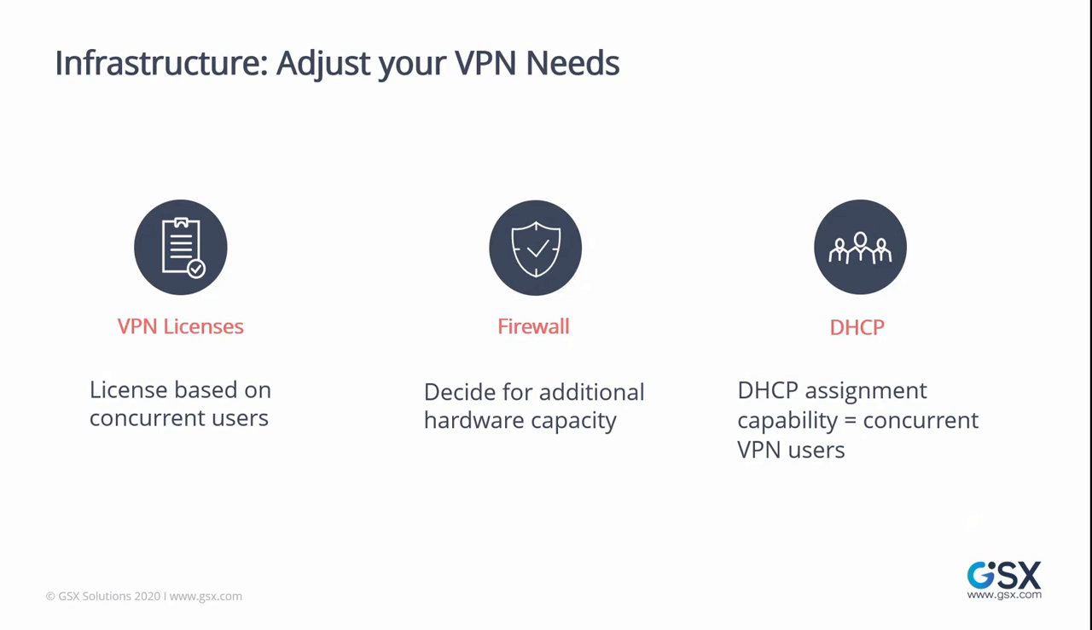You also need to take a careful look at your firewalls to make sure they can handle the load, but only from a hardware perspective. And finally, the DHCP is also under stress, because when you connect to a VPN, you are given an IP address, and that number is limited by the DHCP. So you need to make sure that your DHCP can assign as many addresses as you have concurrent VPN users.